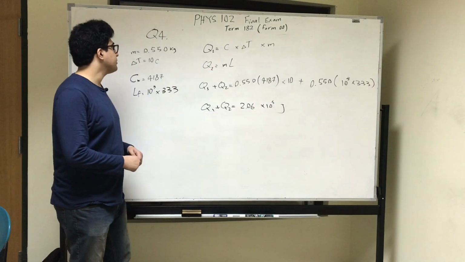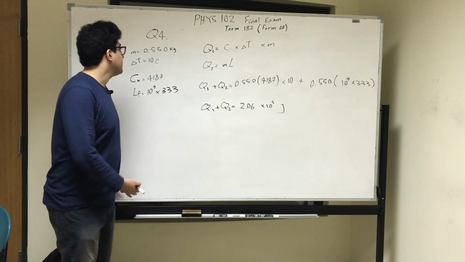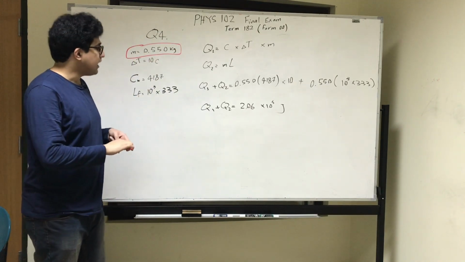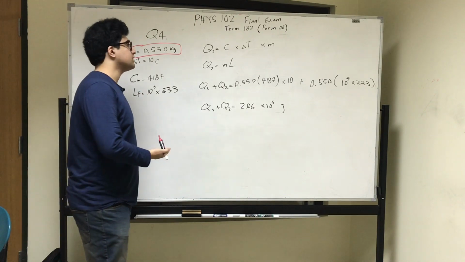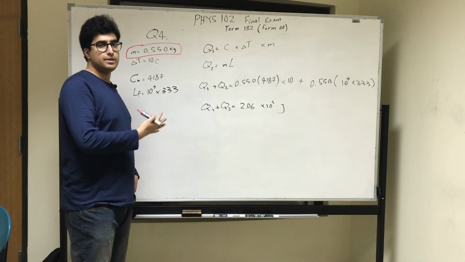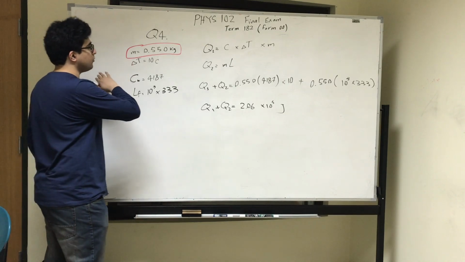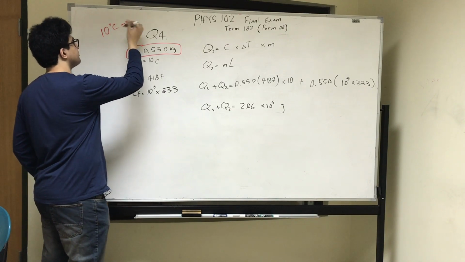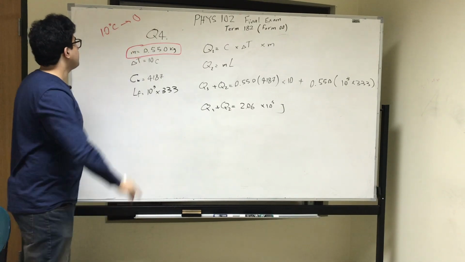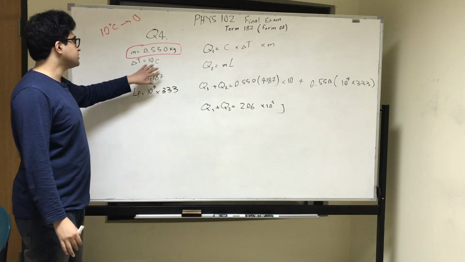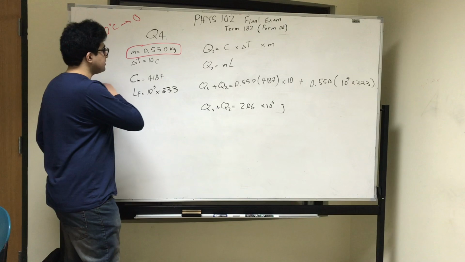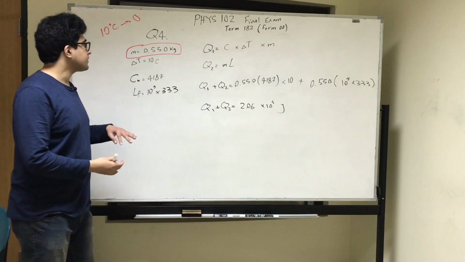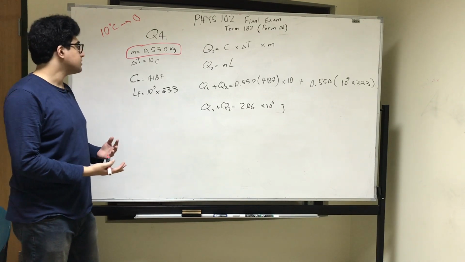Okay guys, so for question number 4, it says that we have some water, and the mass of that water is equal to 0.550 kilograms. Initially, the water was at 10 Celsius degrees. What happened is that the temperature of the water was decreased from 10 Celsius degrees to 0. So the change in temperature is equal to 10 Celsius. And after the water cooled down to 0 degrees, it changed to ice.